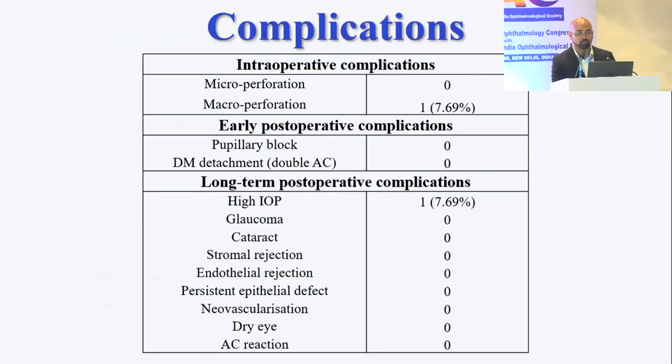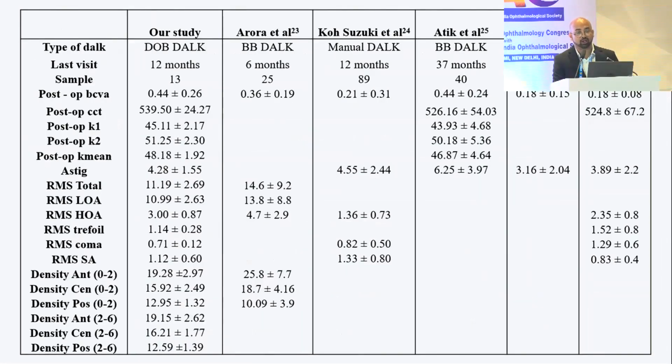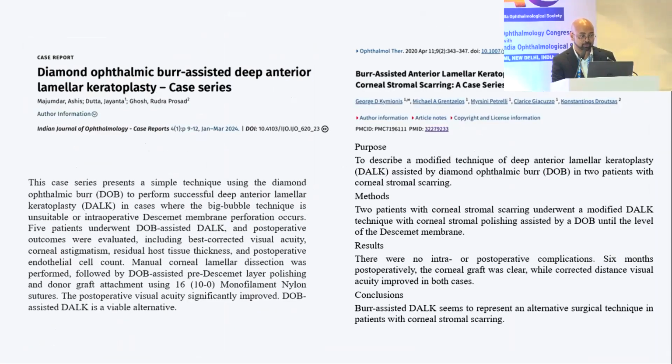As complications, we have seen only one patient of macroperforation and high IOP in one case. In discussion, when we compared with other techniques, in our technique no microperforation was noted, whereas in other techniques microperforation was there. When we compared our technique with big bubble DALK and manual DALK, the keratometric value, the densitometric value and the aberrometric value are equivalent in all cases. Only 2 case reports or case series have been published yet. One was by us in IJO and one by George D. Kymionis.